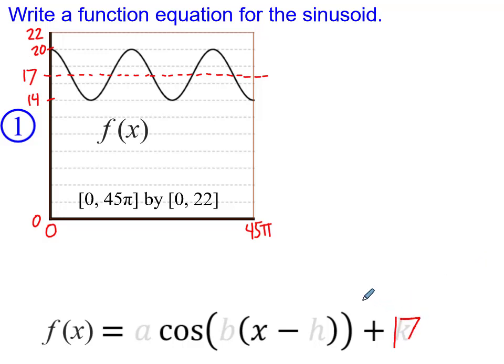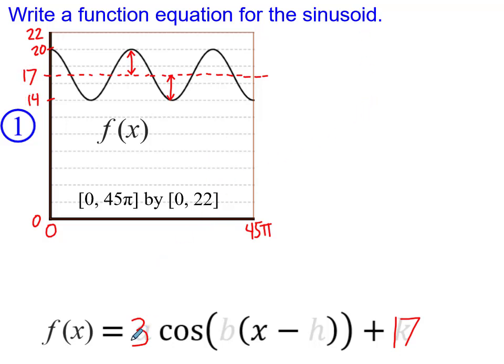I should point out, it doesn't really matter in what order you determine the parameters A, B, H, and K. Find them in whatever order you feel most comfortable with. But it seems logical to me to go ahead and determine what A is, the amplitude. The amplitude is the height of the mountain. It is also the depth of the valley. We can see that the distance from 17 to 20 is a distance of 3, right? And that's the same distance from the depth of the valley, 14, back up to the center line, 17. So our A value is 3.